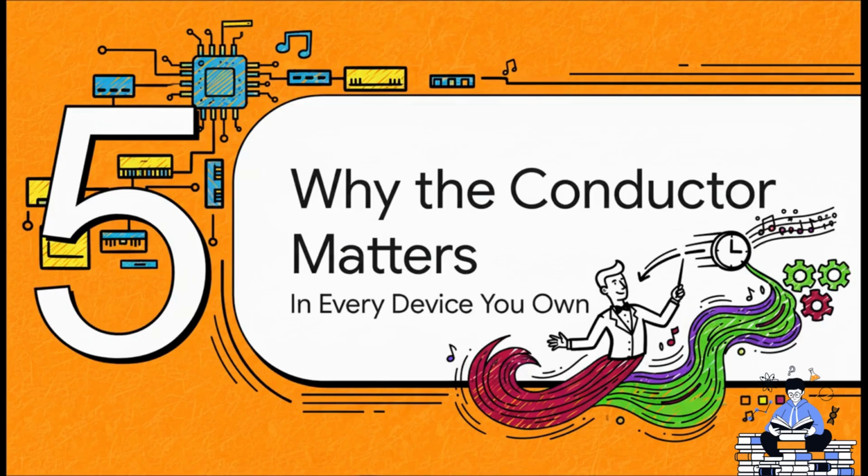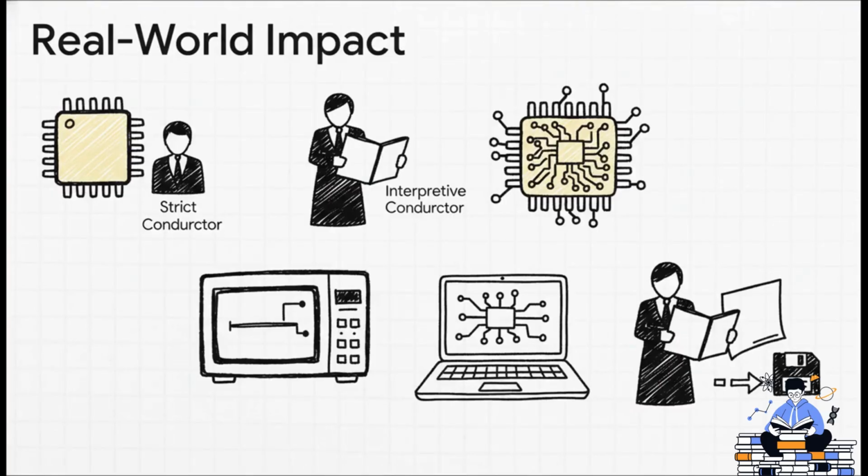So, okay, why should you care about any of this? Well, because the results of this single design decision are in every single piece of technology you use, every single day. This choice has a huge real-world impact. That strict hardwired approach, that's the heart of RISC processors. That stands for Reduced Instruction Set Computer. Think of the chip in your smartphone. It's built to do a smaller number of things, but to do them incredibly fast and efficiently. The more interpretive, microprogrammed approach, that's the basis for CISC, or Complex Instruction Set Computer processors. These are the workhorses in our laptops and desktops, built to handle all kinds of complex symphonies.